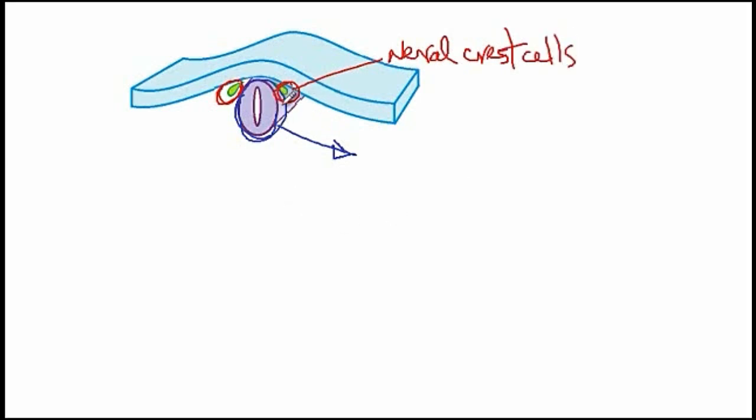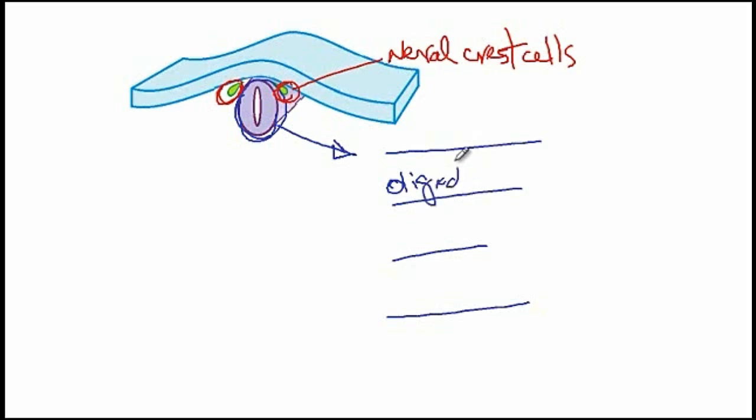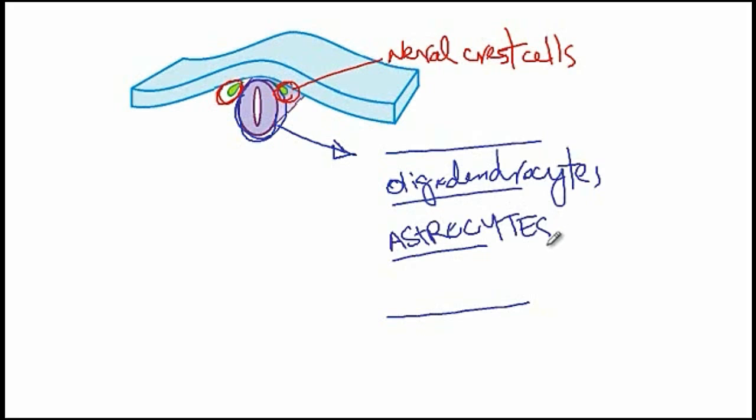Now, at the cellular levels, neural tube gives rise to 3 different types of cells. It gives rise to oligodendrocytes, which are required for the formation of myelin in the central nervous system. It gives rise to astrocytes, which are required for physical support and the maintenance of the blood-brain barrier. And finally, it gives rise to ependymal cells, which are in the ventricular lining, and it will help to form the cerebrospinal fluid.